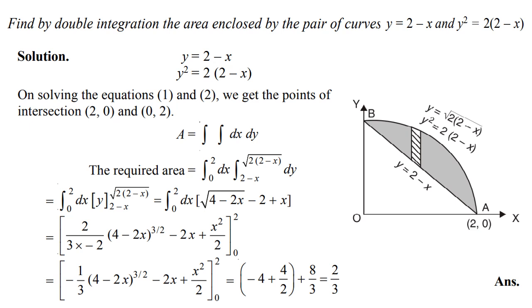Now we have to apply the upper limit 2 and the lower limit 0 in the place of x. Then we will be getting the final answer as 2 by 3. So here I have shown the step-by-step solution for this sum and the diagram with respect to the question.